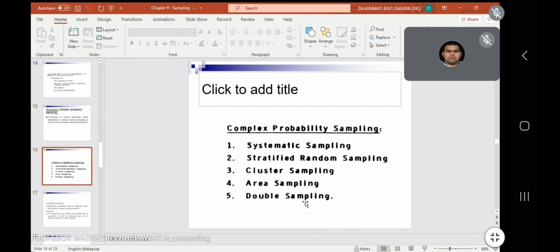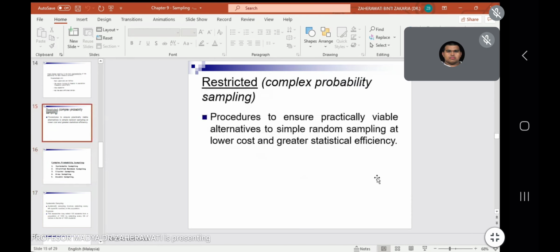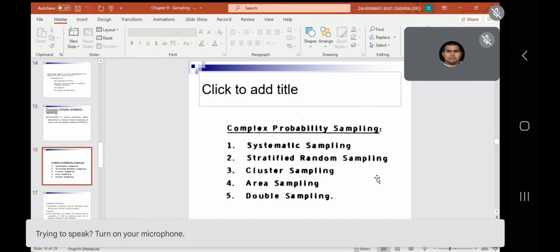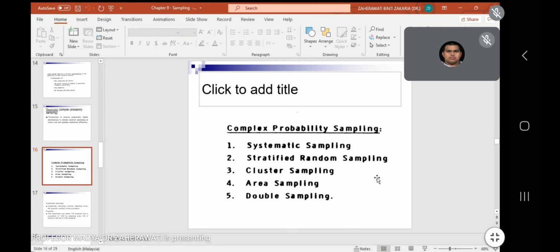Okay, next one. These are what we call restricted, which means we focus on whoever meets the criteria to be our respondent, so we can choose either one of these. Out of this probability sampling, the famous ones are stratified and cluster. The rest are inappropriate and too complex to explain in your write up.